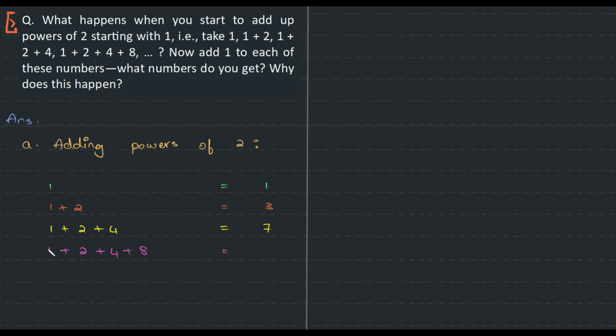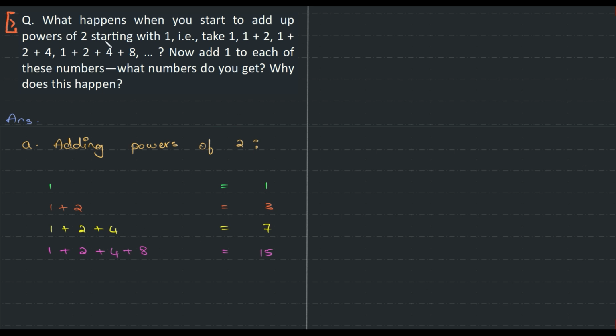So what do I do? Should I keep adding 1 plus 2 plus 4 and then 8? Or should I add 7 plus 8? Yes, I should add 7 plus 8. But why so? Because we already know that 1 plus 2 plus 4 is 7. And so I'm doing this. Okay, so we got this number.